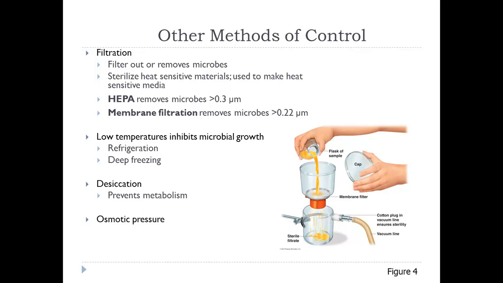Osmotic pressure causes plasmolysis. It's used to preserve foods in a process called curing. So we can use salt or sugar to preserve our foods. It resembles desiccation, in which water is going to want to leave the cell. Because remember, plasmolysis occurs when you're in a hypertonic solution. Water is leaving the cell. So we tend to use this on meats.